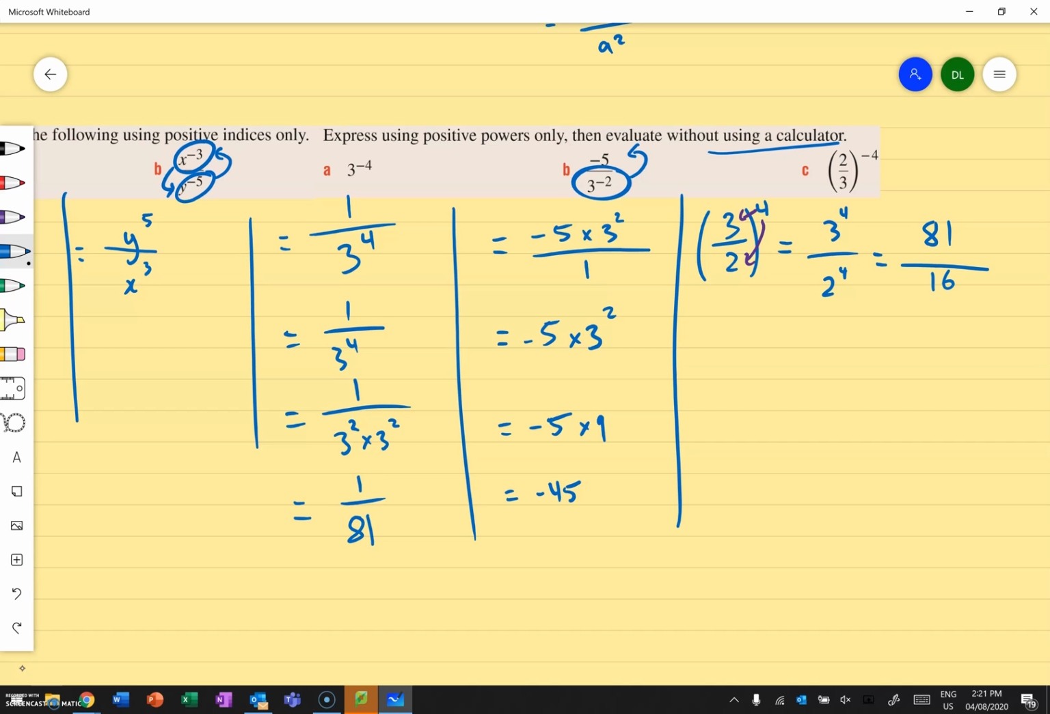If you're asked to not use a calculator, then leaving it in this fraction form is completely fine, assuming it is simplified. Hopefully that makes sense. Let me know if you need any help.